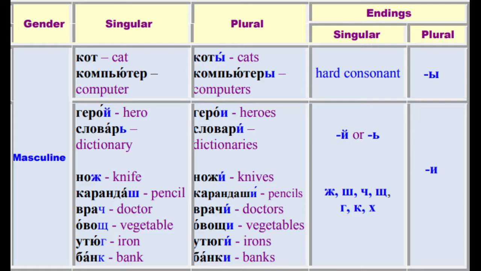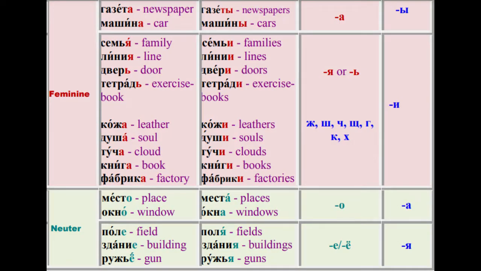Карандаш, карандаши. Врач, врачи. Овощ, овощи. Утюг, утюги. Банк, банки. And now let's check some feminine nouns.